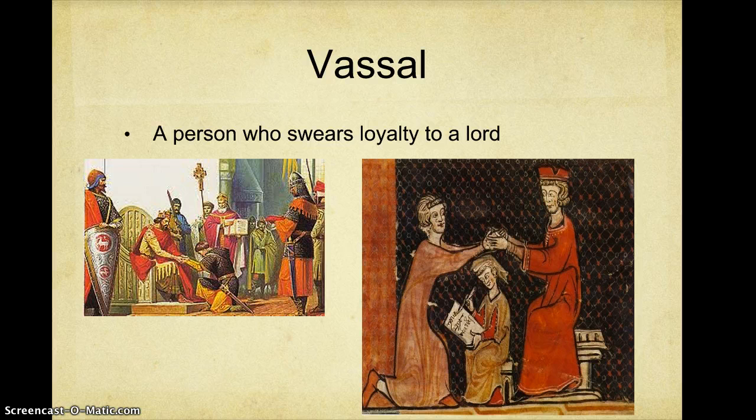I'm sure you're all familiar with this by now after discussing feudalism. But this is our last vocabulary word, so make sure that you are studying these words and getting ready for your quiz. If you're confused about any of the terms, don't forget to ask me.